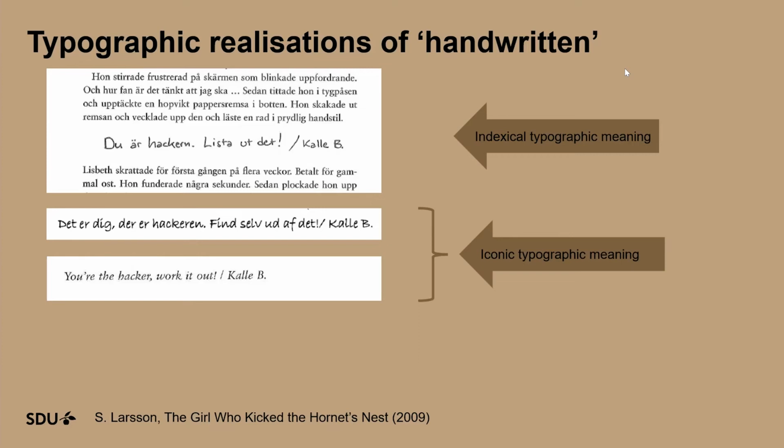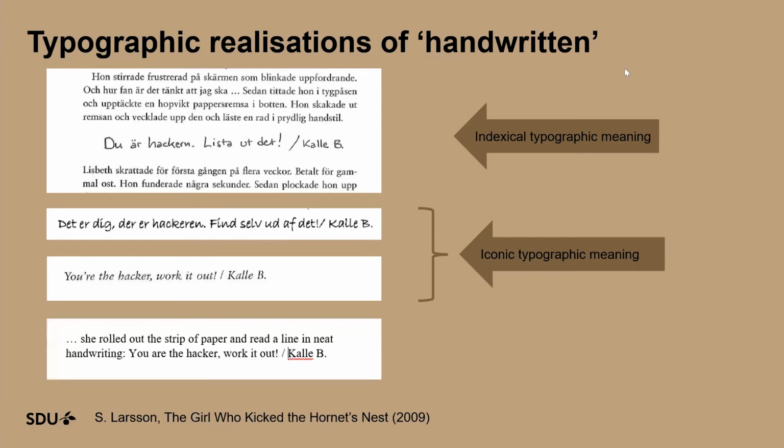I have constructed a fourth way of realizing the meaning of written by hand. That is, if it simply says in the text that something is handwriting, that of course is also a way of realizing handwriting. And that would be an example of symbolic typographic meaning. I didn't actually find that with this specific example, so I made it myself, but in one of the other three novels, I found an example like this one. So I thought it made sense just to include it here to give you an overview.